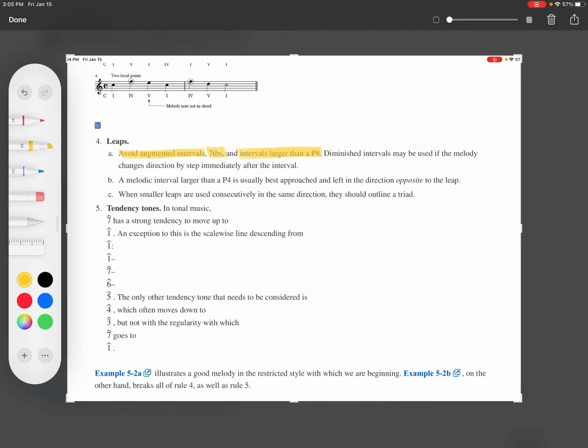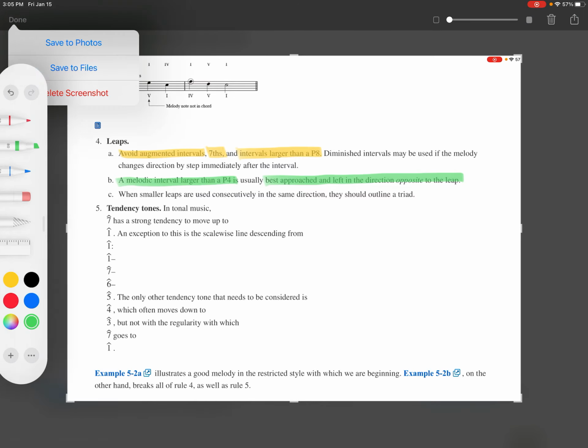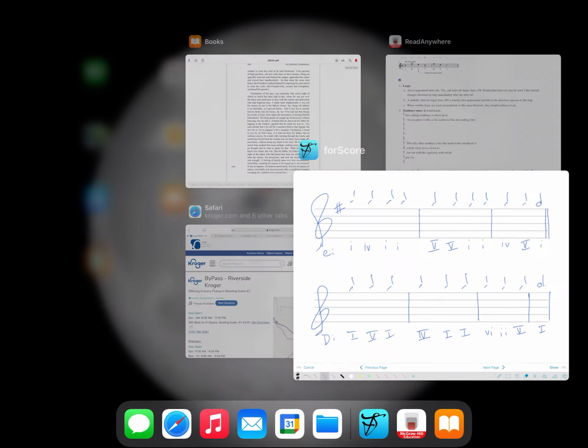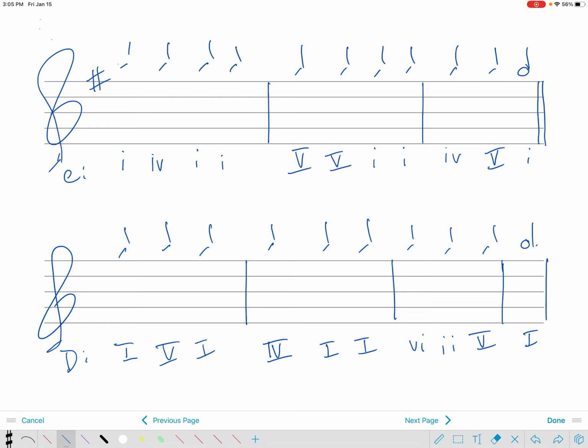Any melodic interval larger than a perfect fourth, and this is important, is usually best approached by and left in the opposite direction to the leap. So what does that mean? Well, let's jump over here. If we have a melody, now I have this written out here, we're going to do this exercise, but entertain me for a second. If we have a leap, say, of a fourth or larger, we've gone ascending, and so we want to leave that leap stepwise in the opposite direction.